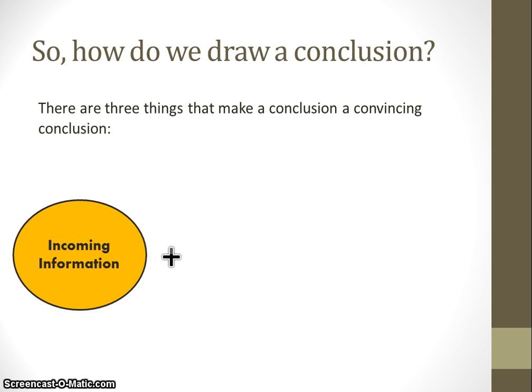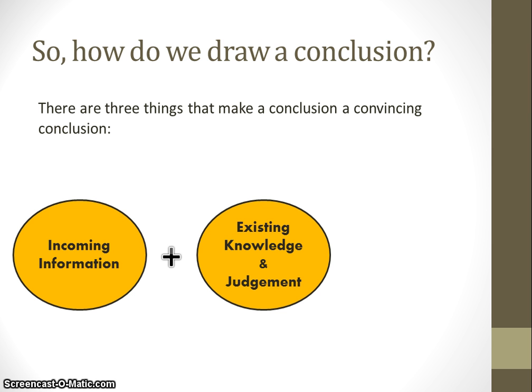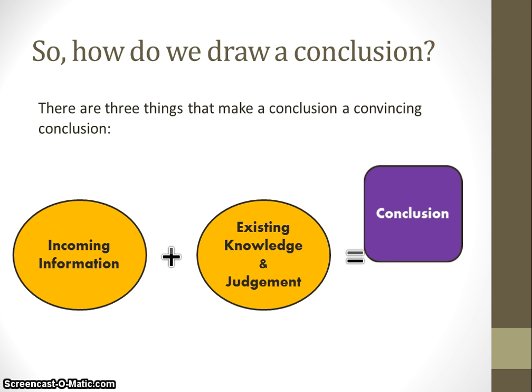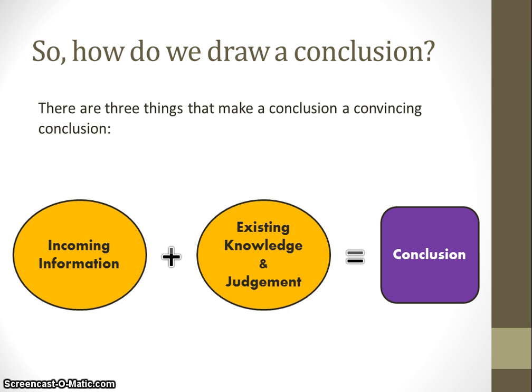Now, again, you need incoming information, and of course existing knowledge, plus this time around you need judgment. So your judgment will be together with your existing knowledge, as well as the so-called incoming information, for you to produce a conclusion. So that is why a conclusion is a little bit different compared to making an inference.